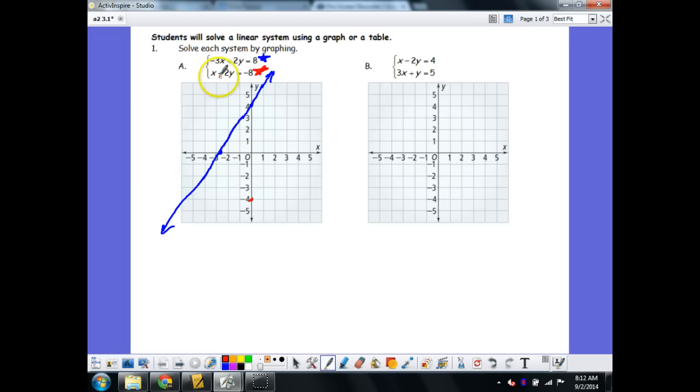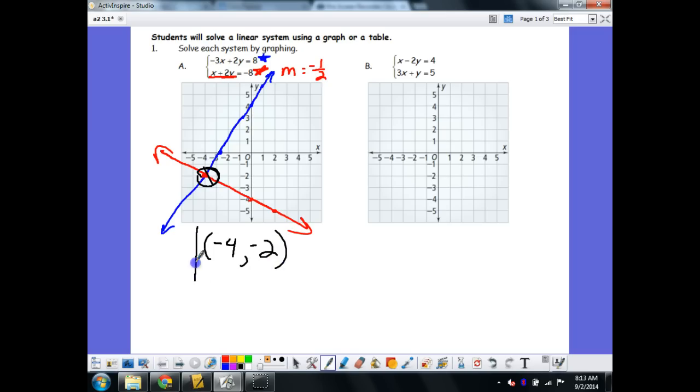So negative 8. Now, one thing I do know about this, the slope in standard form is the opposite of a over b. If I were to get y by itself and solve for y, subtract the x and divide by 2, I would find that the slope is negative 1/2. So this is where this line goes. And I'm finding the point where the two intersect, which is right there. And that point is negative 4, negative 2, which is the solution to that system of equations.